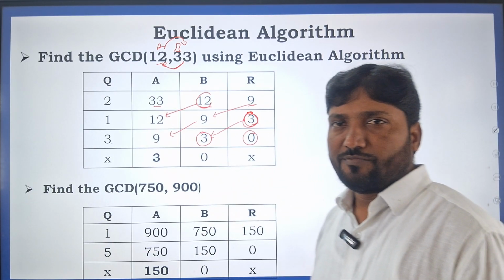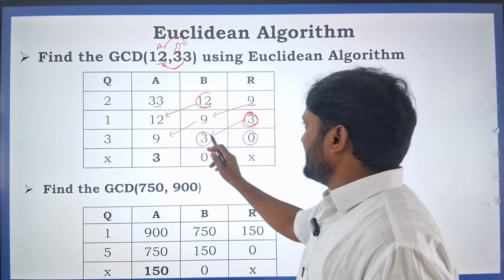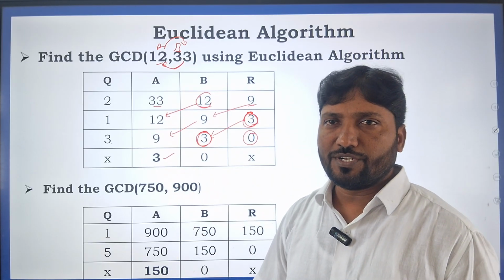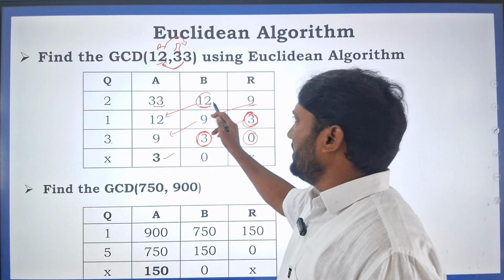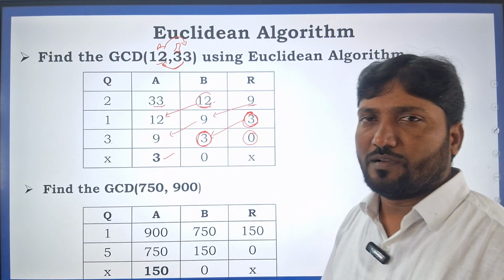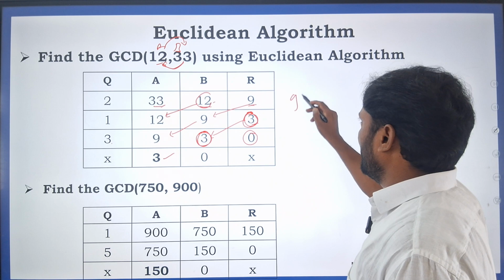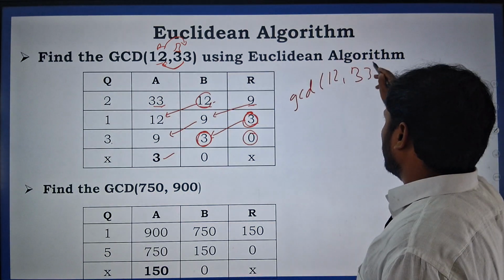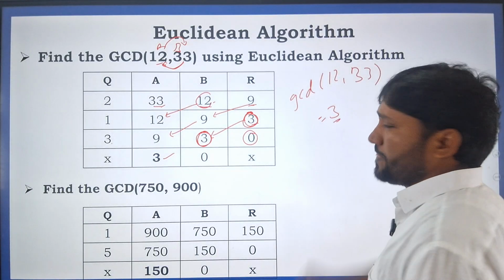As we know, if the remainder is 0, the B value at that point becomes the GCD of 33 and 12. This is the simple example. Finally, the GCD of 12 and 33 is 3.